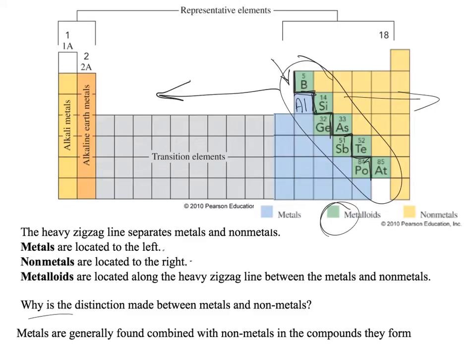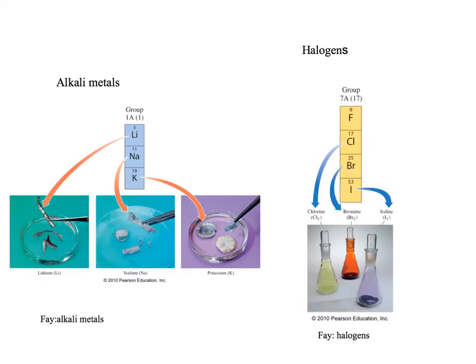Question down here, why is this distinction made between metals and nonmetals? Well, first of all, they have very different properties. One of the many properties, metals are generally found combined with nonmetals in the compounds they form. We're going to look at things like sodium chloride, NaCl. Sodium is the metal, chlorine is the nonmetal. So that's just an example there of what this last sentence says.